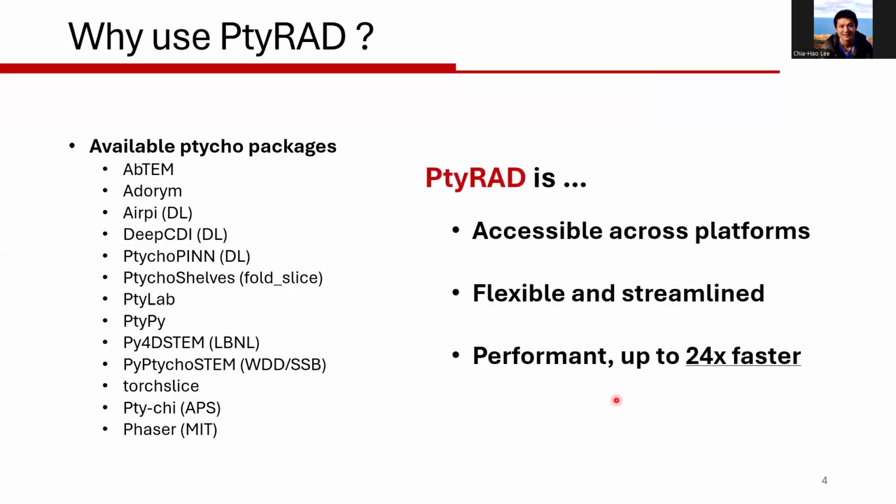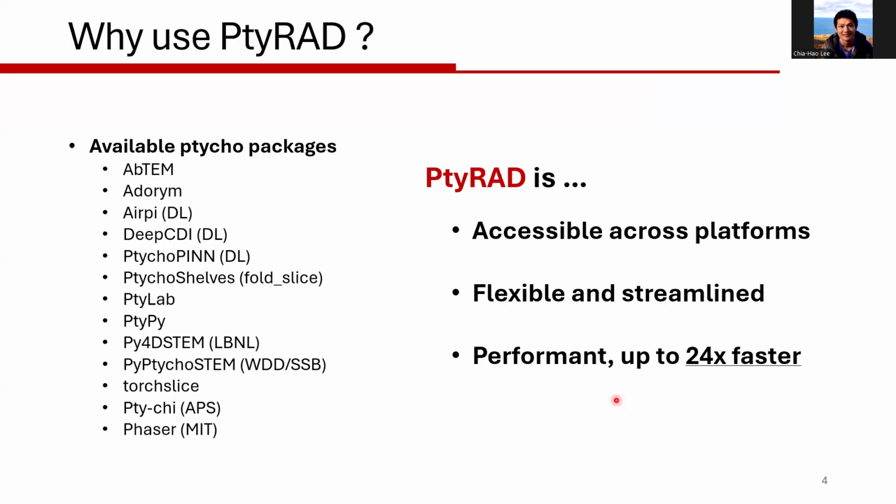And the reason is PtyRAD is designed to be accessible across platforms. For example, if you are using Tycho shows, that's known as full slice, that requires a MATLAB license, which can be quite expensive. Like I'm paying $400 or $500 per year to just use a MATLAB license. And also PtyRAD is built on PyTorch, which is accessible across Windows, Mac, and Linux. Unlike other machine learning frameworks, like for example, JAX might only be available on certain platforms.